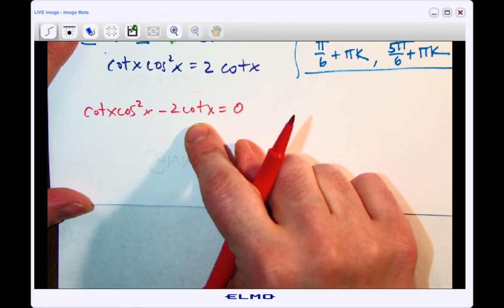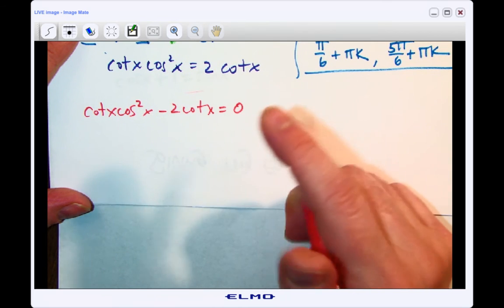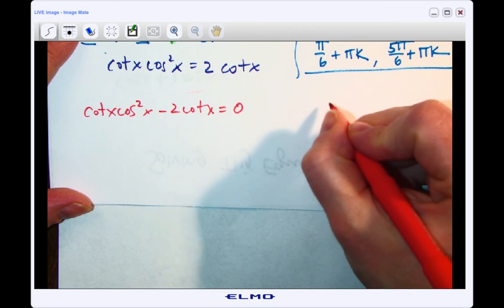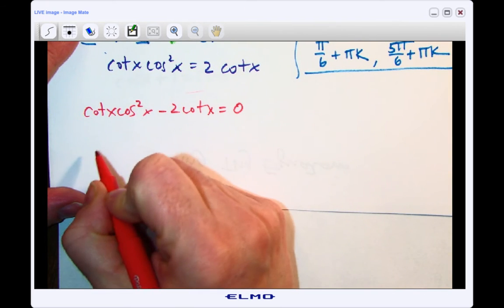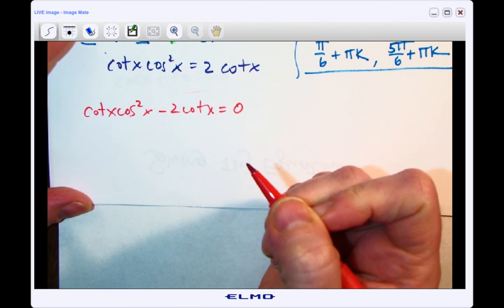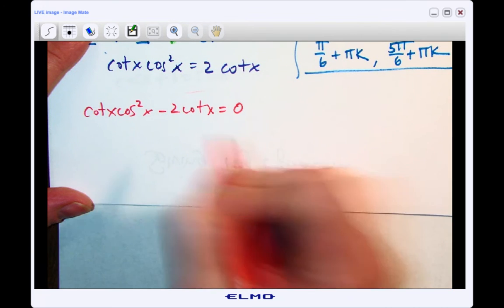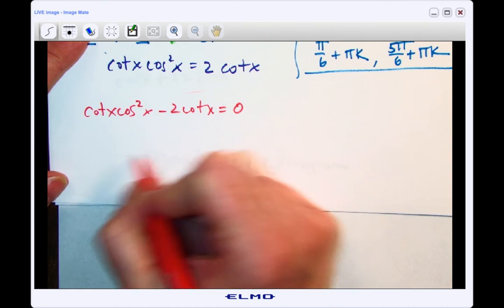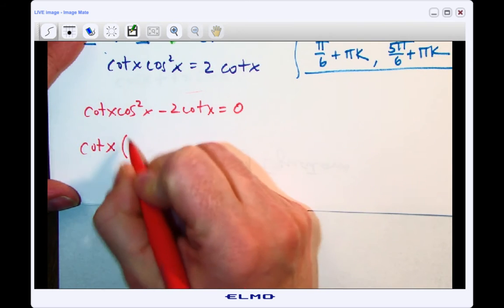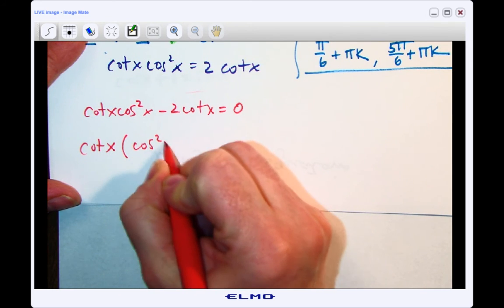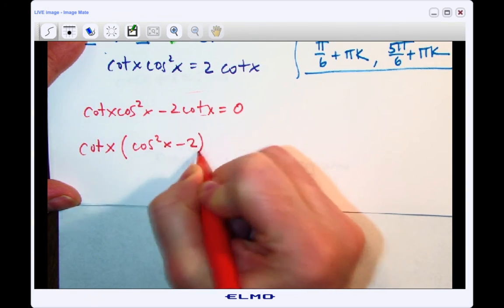terms. I guess you probably can guess it. But if you have a question about it, you can email me if you don't know what I'm talking about. All right, so let's factor out the cotangent. So this has a cotangent and a cotangent. What's left here is a cosine squared x, and what's left here is a 2.